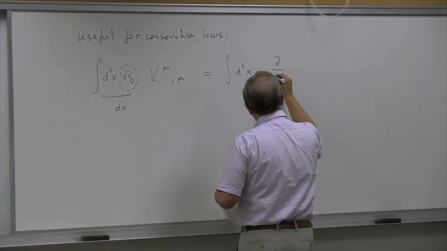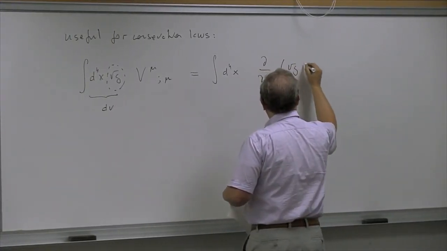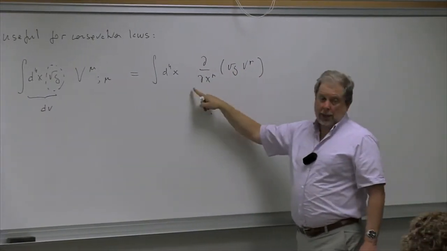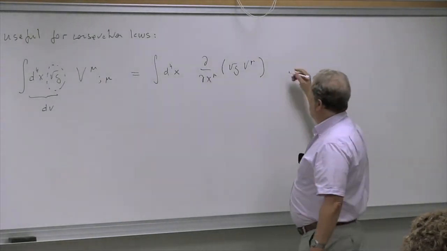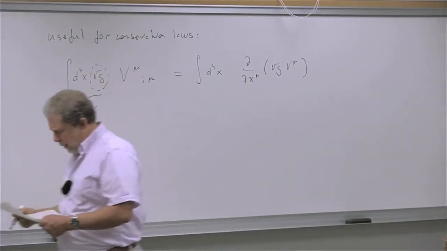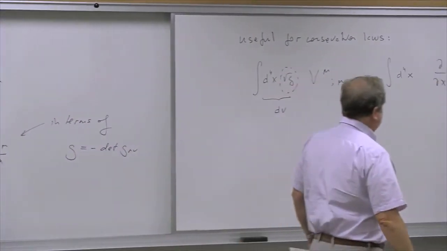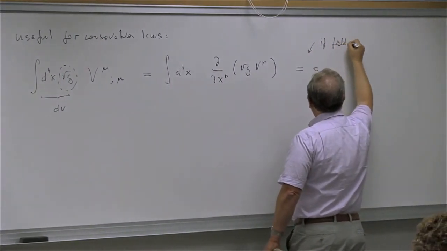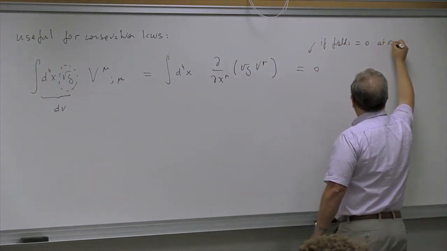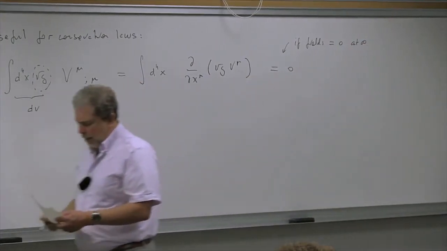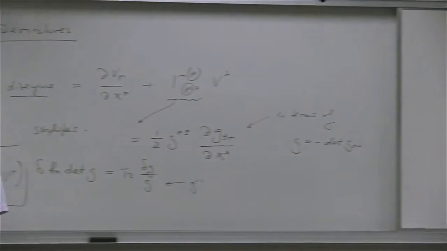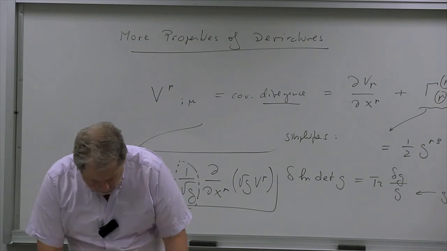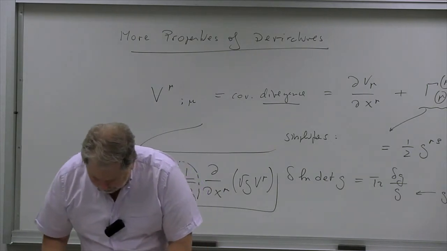So d by dx mu of root g times v mu. And so there is no factor in here. So that means this is indeed the integral of a derivative, and so can be written in a simpler form as a boundary term. If the fields vanish at infinity, then this is 0. Or if you have a surface that doesn't have any boundaries. So this is a very useful result, and something that we are going to rely on later on.